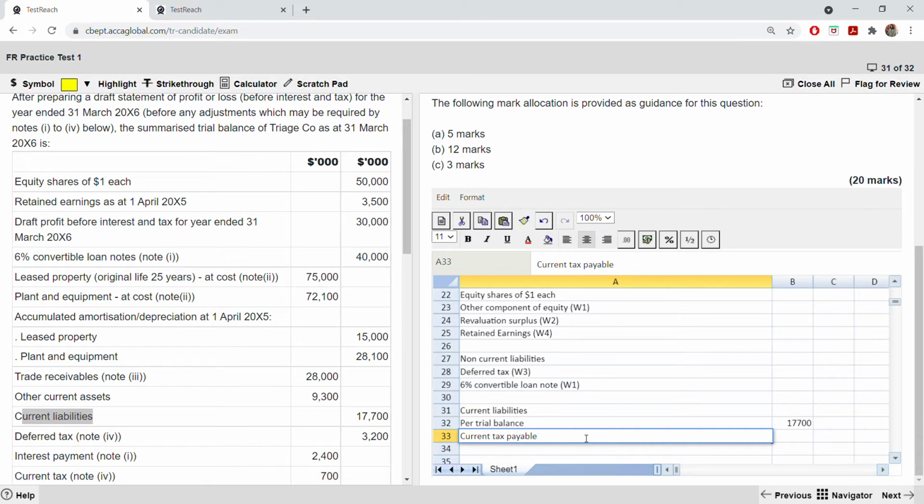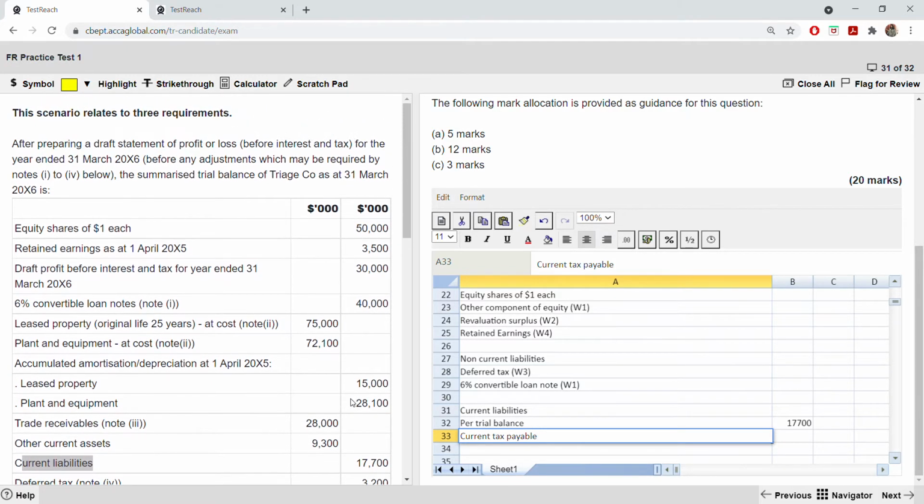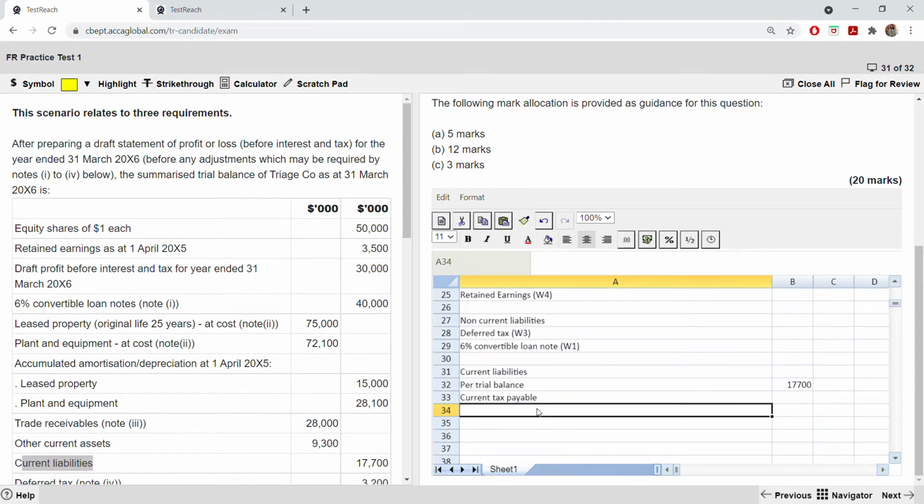For current tax payable, we'll leave this for now. So this will lead to total equity and liabilities.